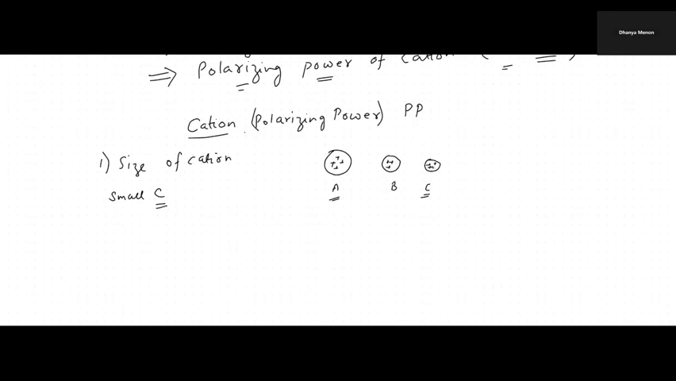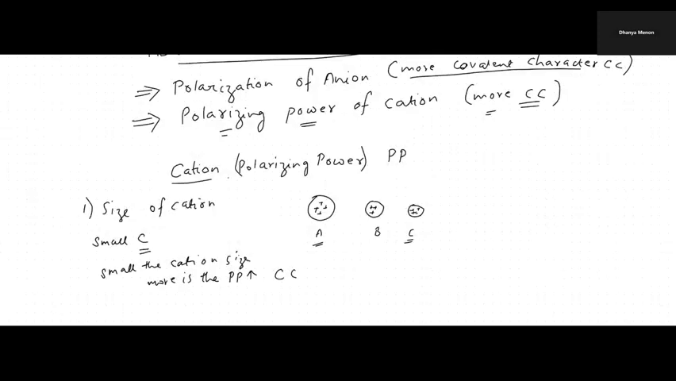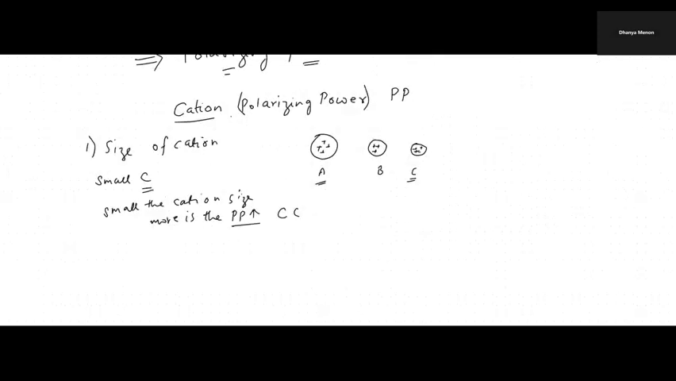Okay, so smaller the cation size, more is the polarizing power. Polarizing power increases. And what about covalent character? CC is covalent character. So if the polarizing power increases, the covalent character also increases. So smaller the cation size, more is the polarizing power. Covalent character is also more.